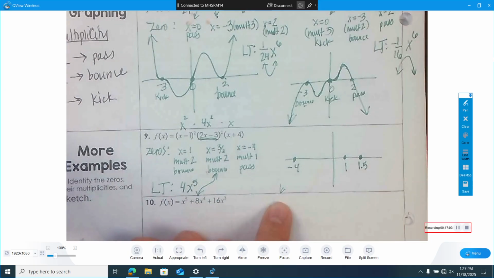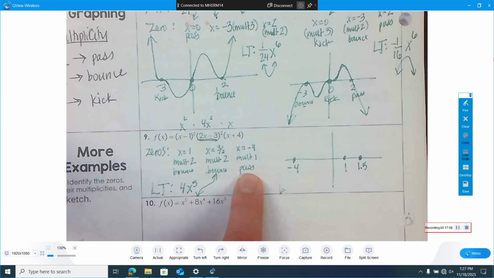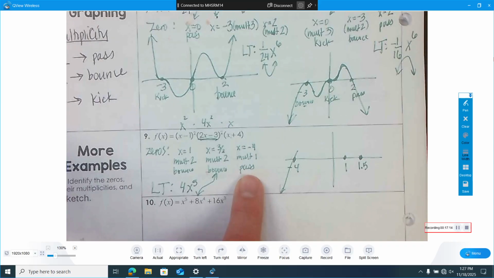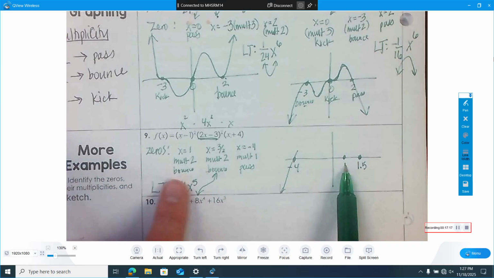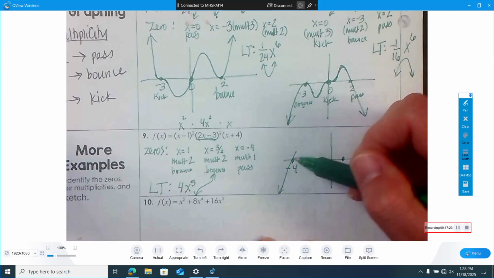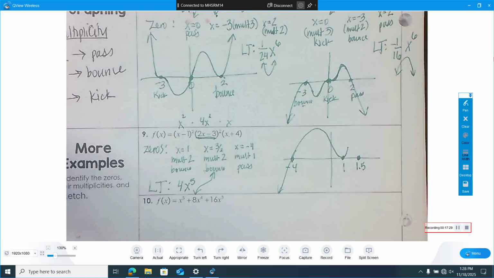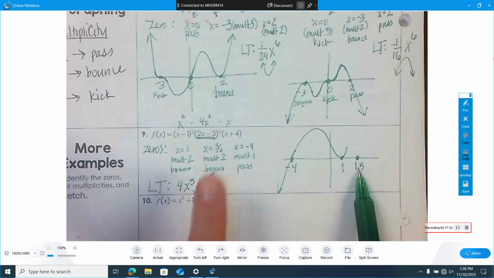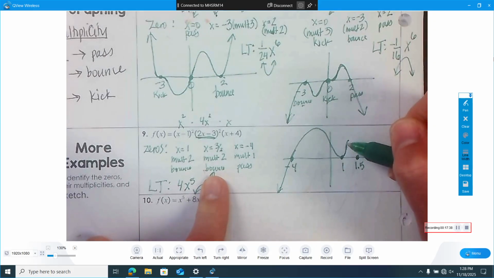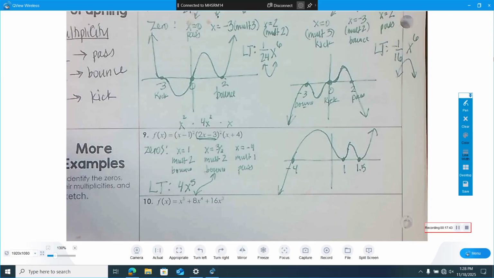So we're going to start low on the left, and at negative 4, it tells me by multiplicity 1, I'm going to pass straight through. So I'm going to go straight through negative 4. The next thing I'm going to approach is the 1. And at the 1, it had multiplicity 2, so what do I have to do at the 1? Bounce off of it. So I got to turn around and come back down and bounce off the axis. And now I'm going to approach the 3 halves, and again, I got to bounce off the 3 halves, which is quite interesting.